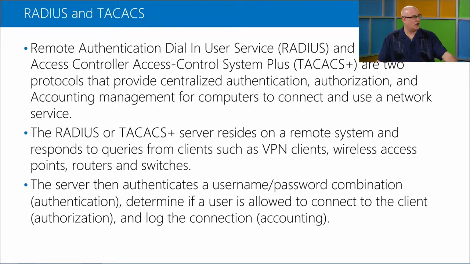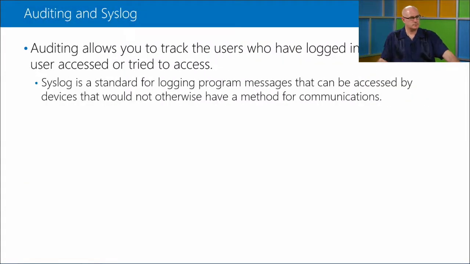determines if a user is allowed to connect to the client (authorization), and then logs the connection through auditing, which is accounting. Auditing allows you to track the users who have logged in and what the user accessed or tried to access. Syslog is a standard for logging program messages that can be accessed by devices that would not otherwise have a method for communication.